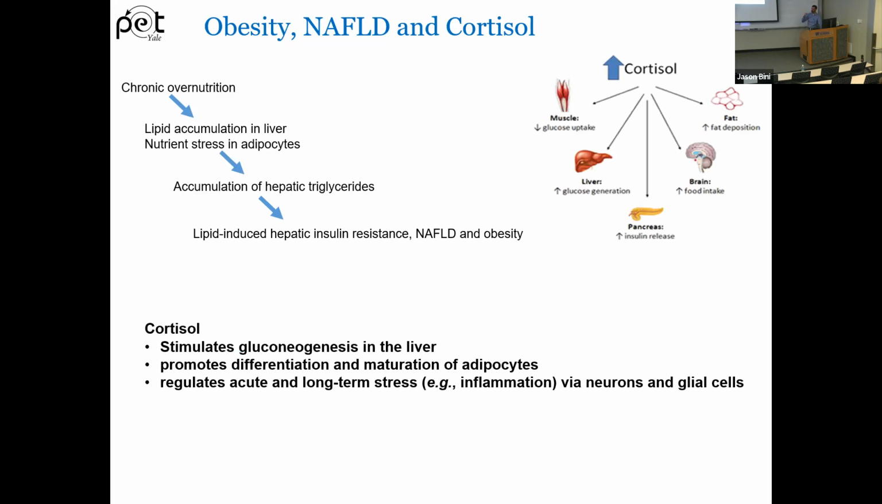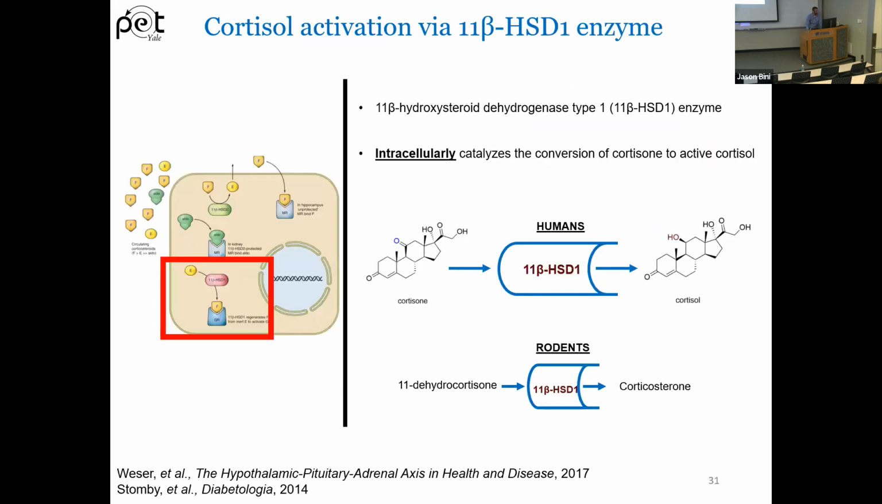And a lot of these pathways are exacerbated by cortisol. So cortisol stimulates gluconeogenesis in the liver, promotes further differentiation of adipocytes, and then regulates stress both long-term and acute in the brain by mediating inflammation in the glial cells. So how these all interplay is of interest.